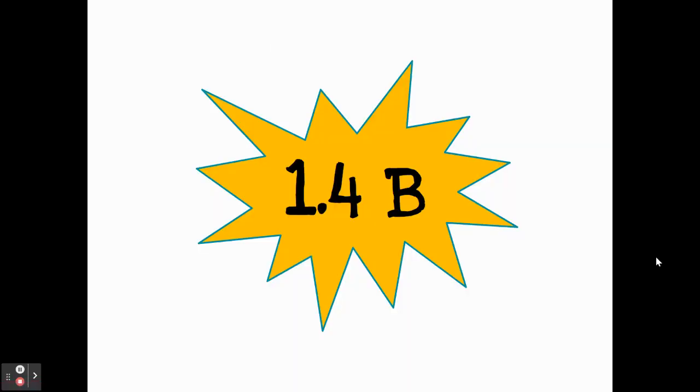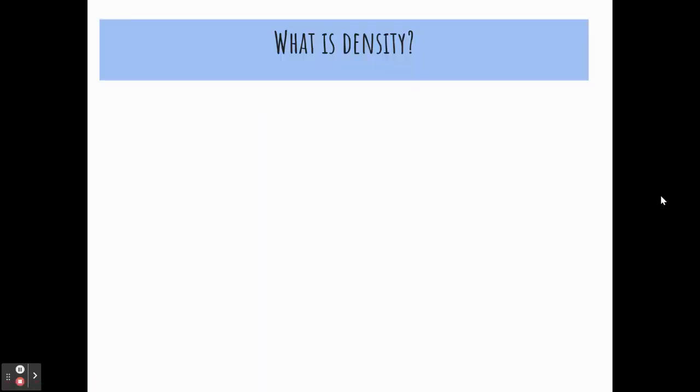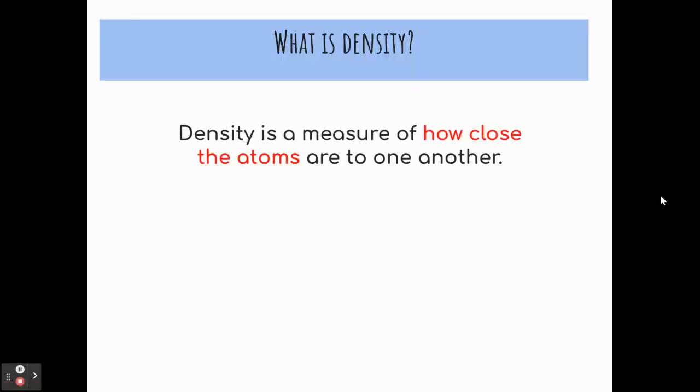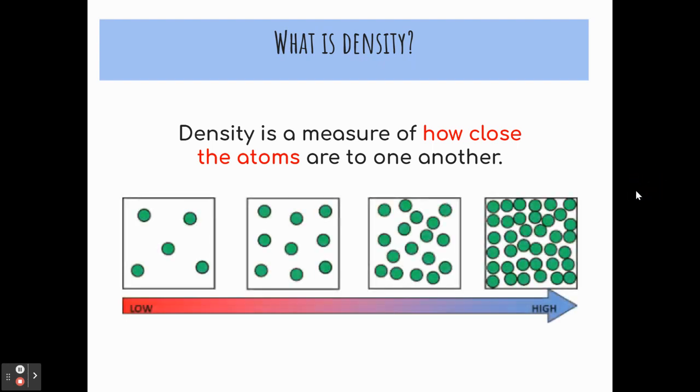All right, we're on notes 1.4b, and this is about density. So you continue with your packet that you took notes in for 1.4a. So what is density? Density is a measure of how close the atoms are to one another.